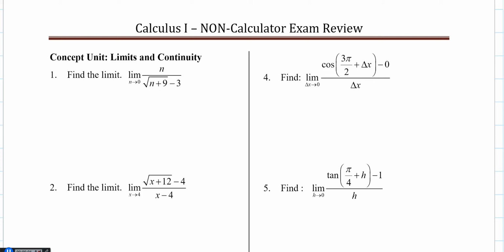Alright, this is the review for the non-calculator part of the fall final exam for Calc AB. So if we look at number one, find the limit as n goes to 0 of that quotient. When we find limits, first thing we want to try to do is direct substitution if we can.